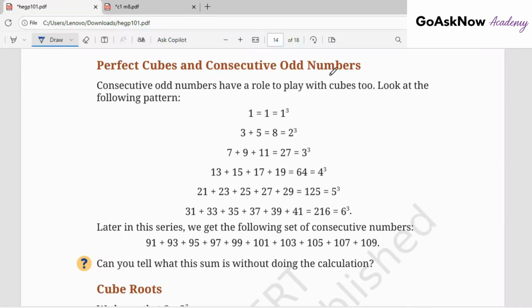Perfect cubes and consecutive odd numbers. Consecutive odd numbers have a role to play with cubes too. Look at the following pattern. 1 is equal to 1 cube. 3 plus 5 is equal to 8, which is 2 cube.